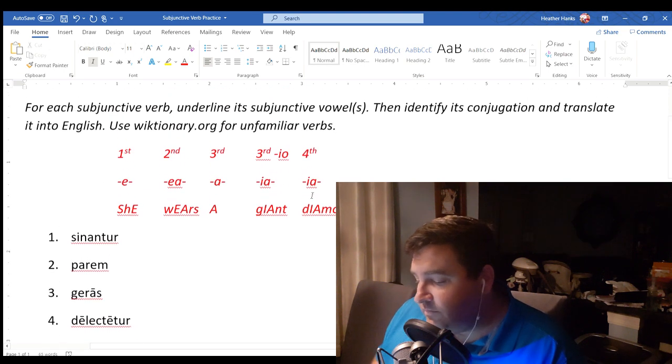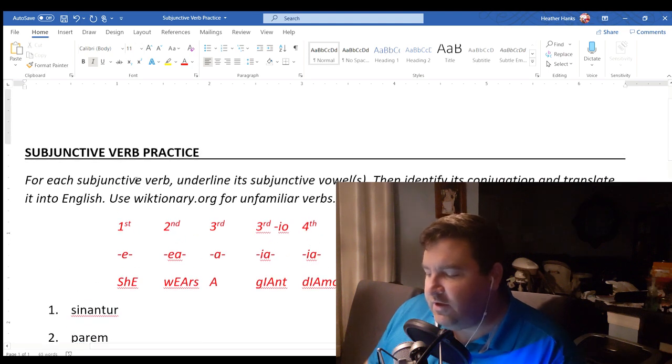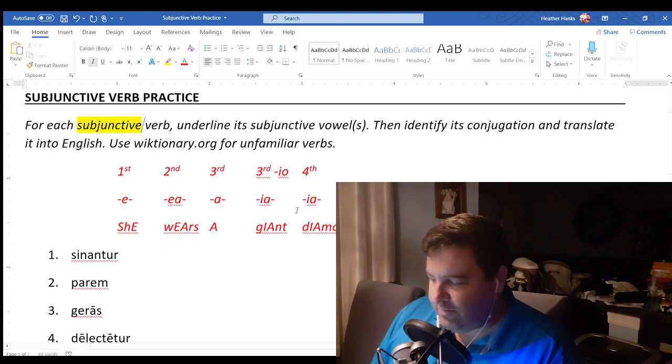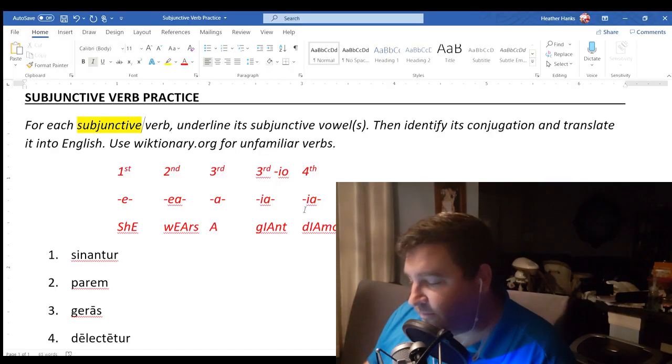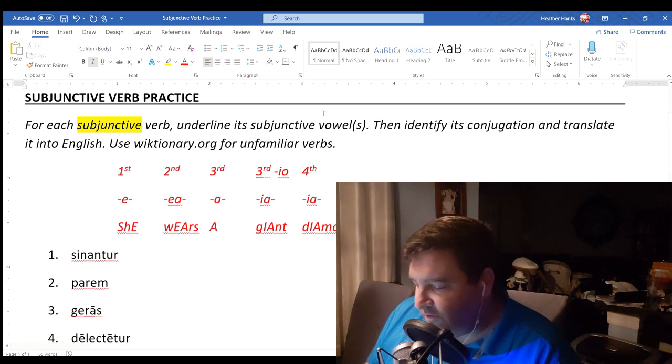For the assignment for today, you have a list of 12 verbs, and it says in the instructions, for each subjunctive verb, underline its subjunctive vowels, its stem letter or stem letters. The word subjunctive there might be the most important word in the entire instructions, because what it's telling you is these are already formed as present subjunctives. You don't need to worry about whether they're indicative or future or imperfect or whatever. Every single one of these is a present subjunctive already. Then identify its conjugation and translate it into English.